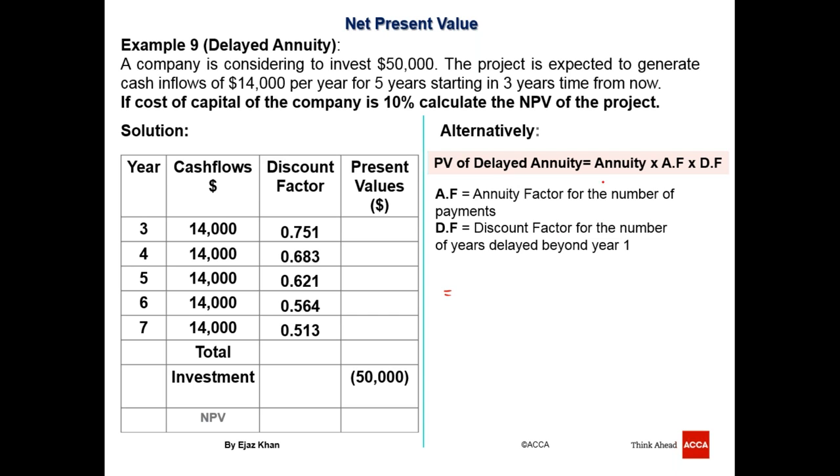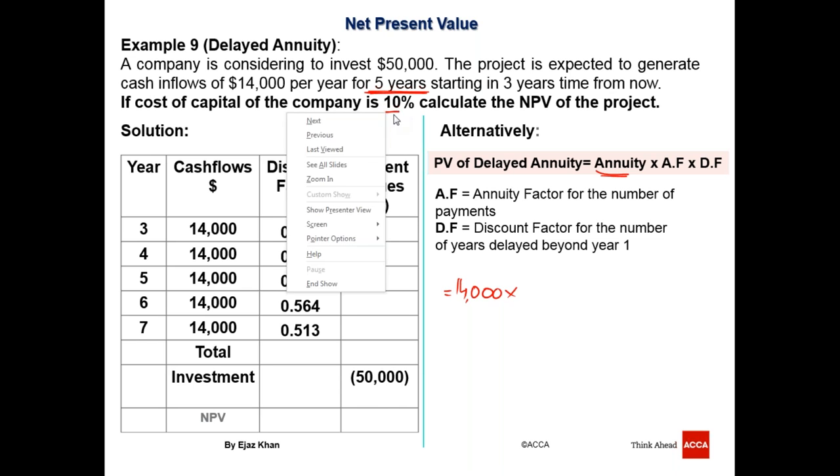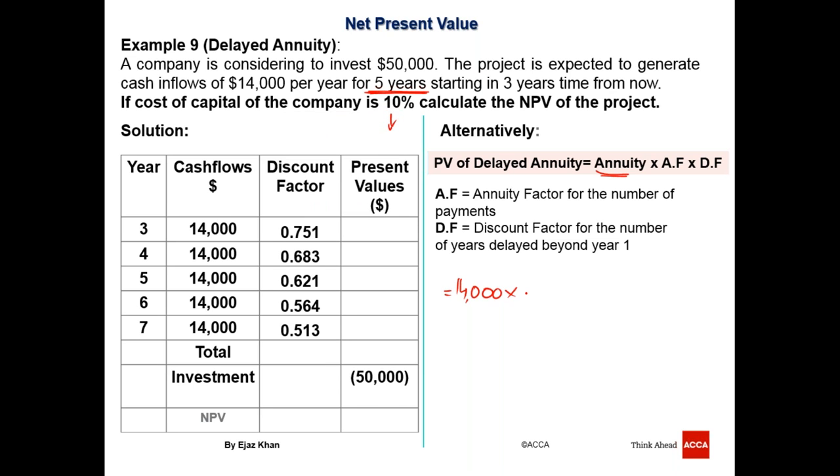Okay. Annuity, which is 14,000. The number of payments, if you look at this, it's not a 5 years project. It says that the cash inflows of 14,000 per year for 5 years. So it has clearly told us how many payments we are going to receive. So we are going to receive 5 payments. So can I have an annuity factor for 5 years?